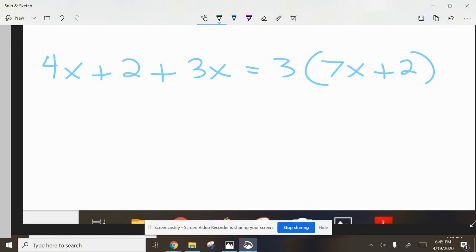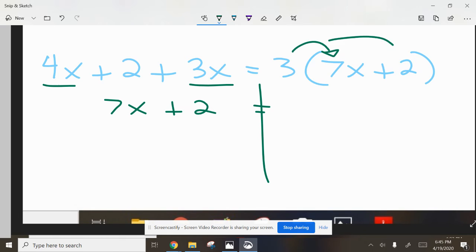If you would like to combine like terms, you notice those are the same? I did it again. Hold on. Okay. You can combine those terms. And 4x plus 3x equals 7x plus 2 equals, go ahead and multiply. 21x plus 6.